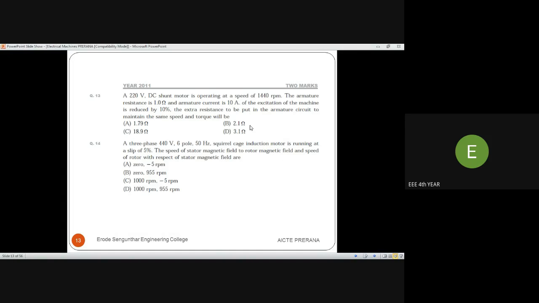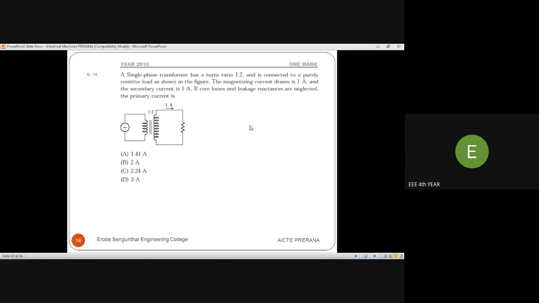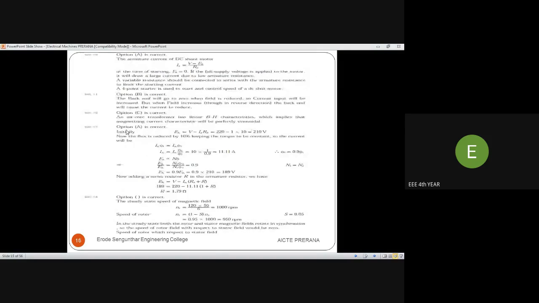Next, question number 13. A 220 volt DC shunt motor is operating at a speed of 1440 rpm. The armature resistance is 1.0 ohm and the armature current is 10 ampere. If the excitation of the machine is reduced by 10%, the extra resistance to be put in the armature circuit to maintain the same speed and the torque will be? The solution: option A is correct.